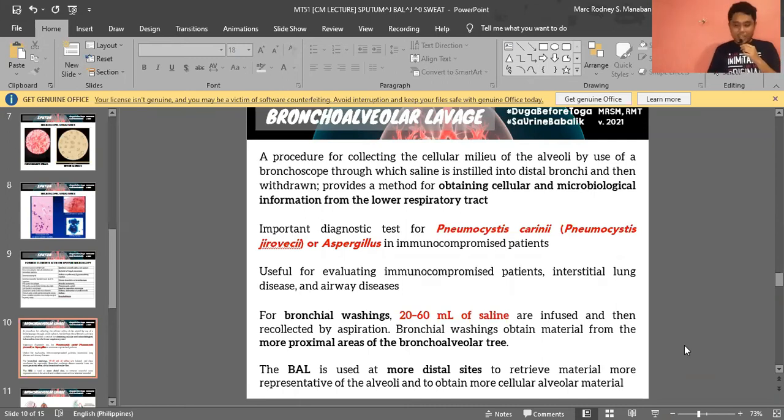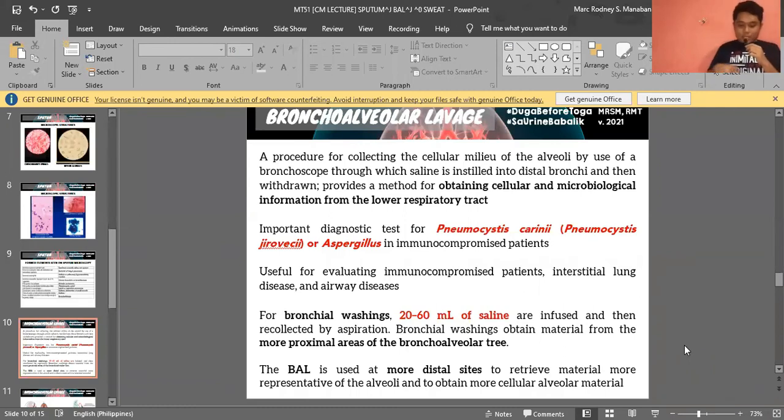Anyway, for bronchial washings, 20 to 60 milliliters of saline is instilled into the bronchi and then aspirated. The difference is that it reaches the upper or nearer areas of the bronchi, and more cells are obtained. For BAL, it goes deeper into the lungs and can reach the alveoli. That's why it's a more representative sample of the alveoli.